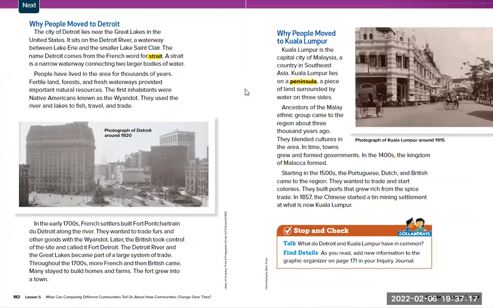Now let's read about Kuala Lumpur. Why people move to Kuala Lumpur. Kuala Lumpur is the capital city of Malaysia, a country in Southeast Asia. Kuala Lumpur lies on a peninsula, a piece of land surrounded by water on 3 sides. If you have seen the map of the United States, we actually have a peninsula too. It's the state of Florida.